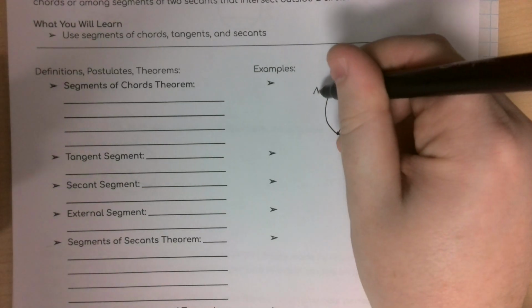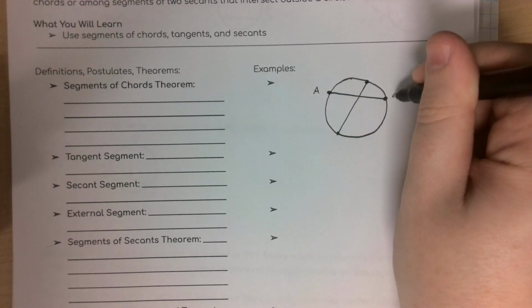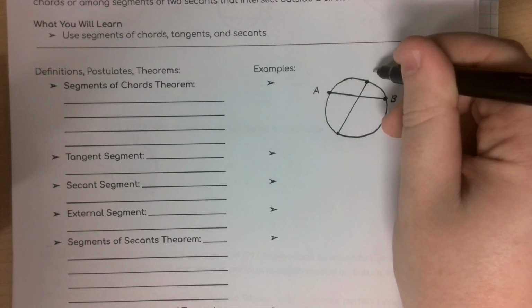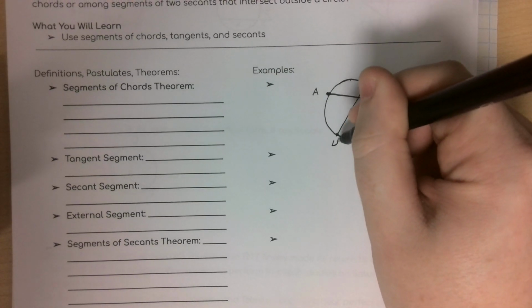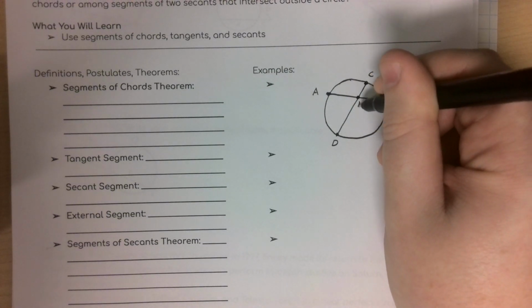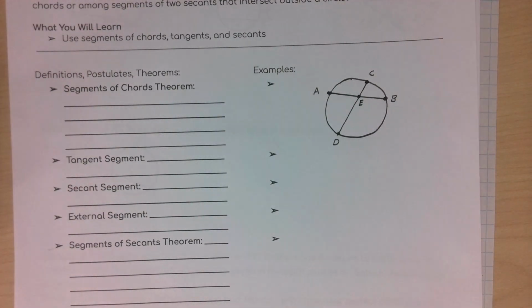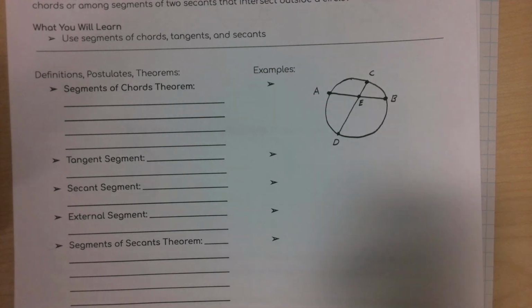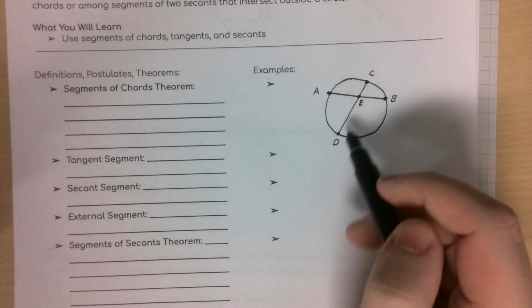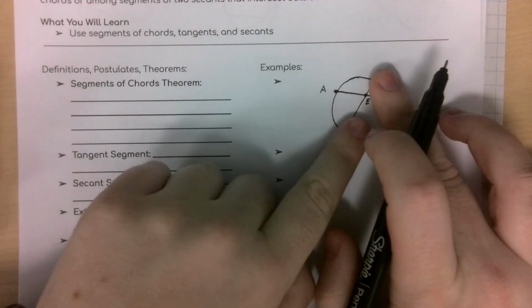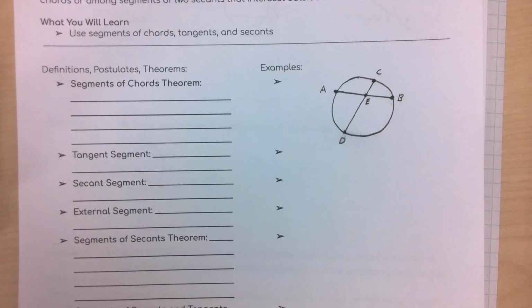Let's say I have a chord here. I'm going to name it A, B, and I have another chord that I'm going to name C, D. I want to call their intersection point E. Well, what you really have, even though you only have two chords, is four different chord segments. A piece of a chord that intersects at some part, or some point.